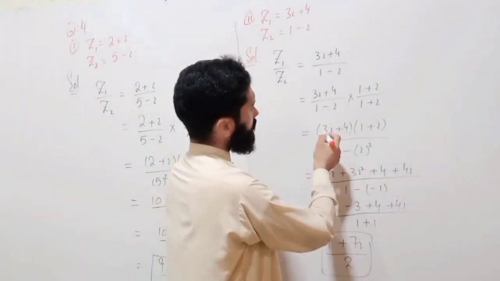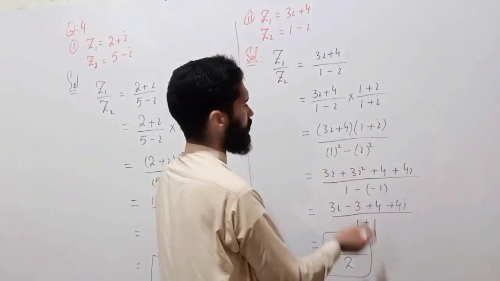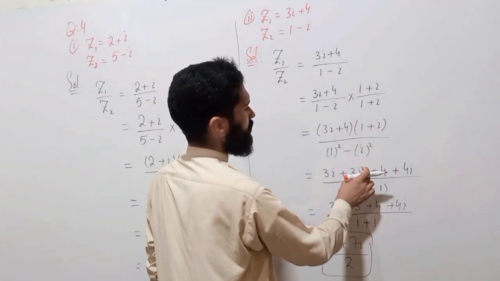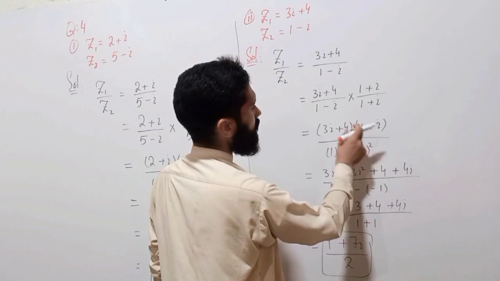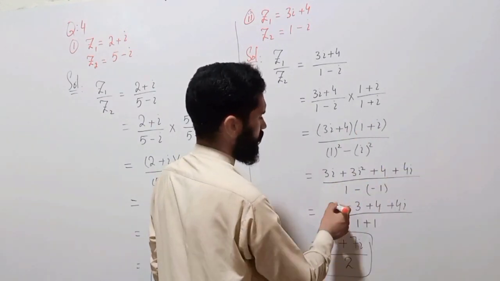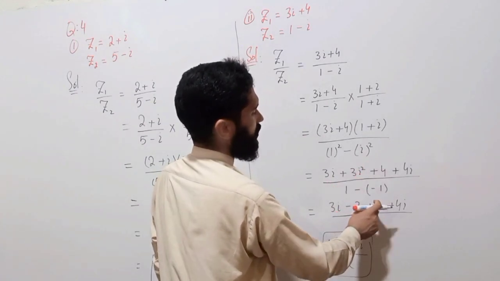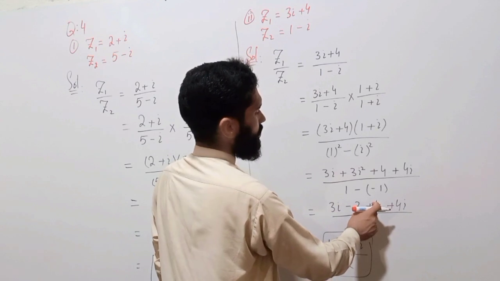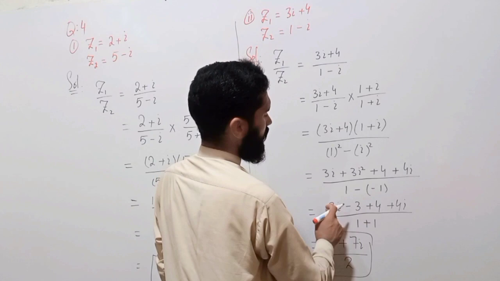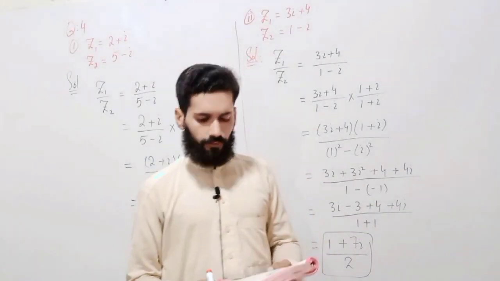So 3 iota plus 4 multiplied by 1 plus iota, divided by 1 squared minus iota squared. 3 iota times 1 is 3 iota, plus 3 iota times iota is 3 iota squared, plus 4 times 1 is 4, plus 4 iota, divided by 1 minus negative 1. So 3 iota squared is negative 3 plus 4 plus 4 iota. Real part: 4 minus 3 is 1. Imaginary part: 3 plus 4 is 7 iota, divided by 2. This is the required result of part 2.